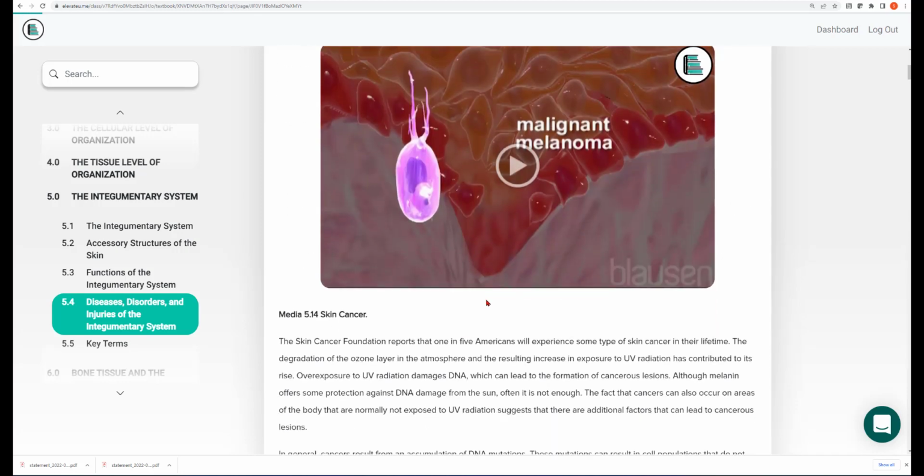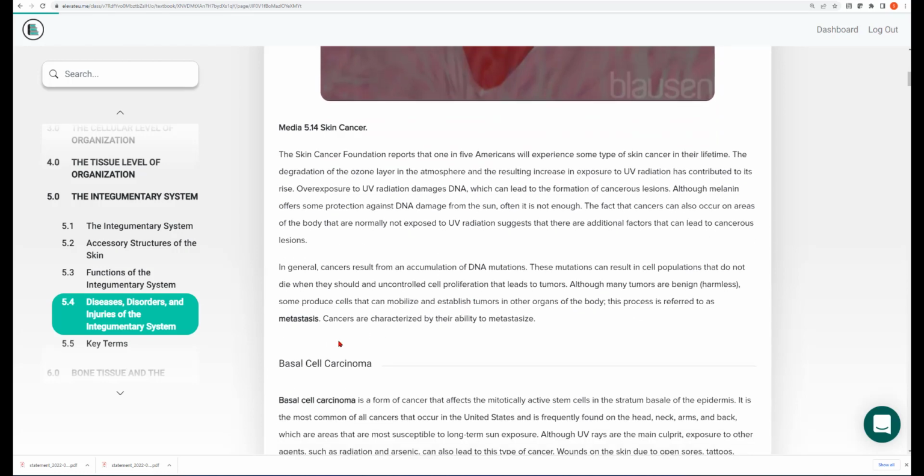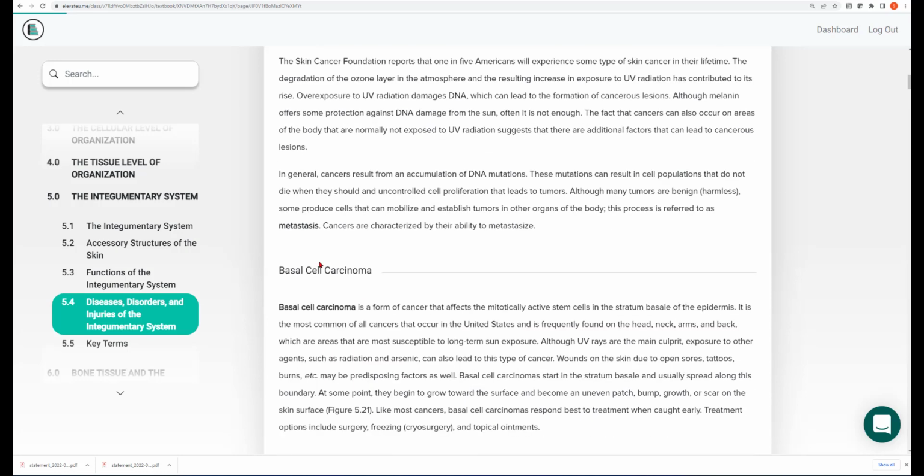A couple different types of cancer. One is basal cell carcinoma. Well, you already kind of know exactly where it's starting. It's starting from the basal cell. So this is a cancer that is forming from those cells down in the stratum basale. It's the most common type of cancer of all cancers, and the most common type of skin cancer. And it's found typically on the body where there's more sun exposure.